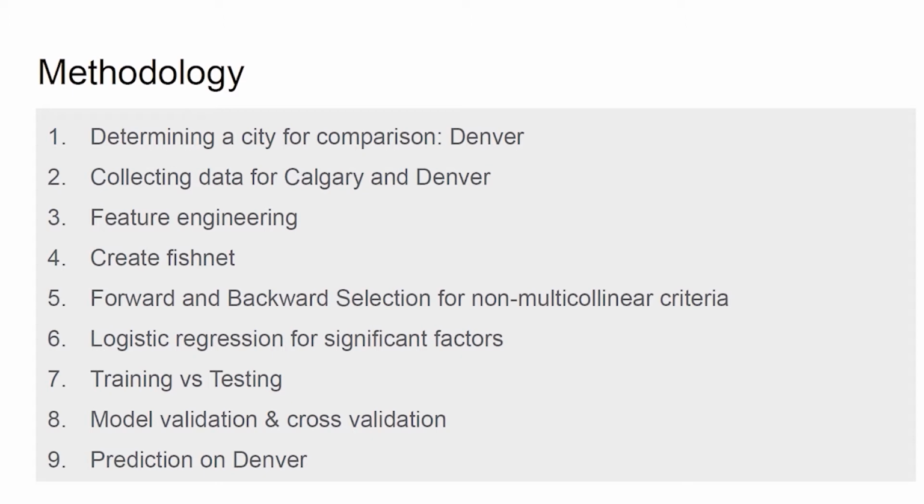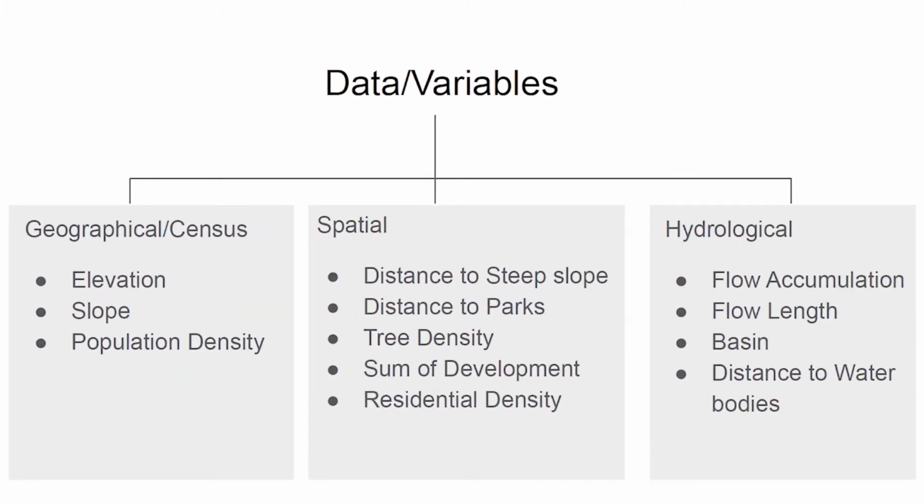Then run forward and backward selection for non-multicollinear criteria and run logistic regression for significant factors and training and testing, and then predict the model on Denver and validate the model to determine accuracy and generalizability of the model.